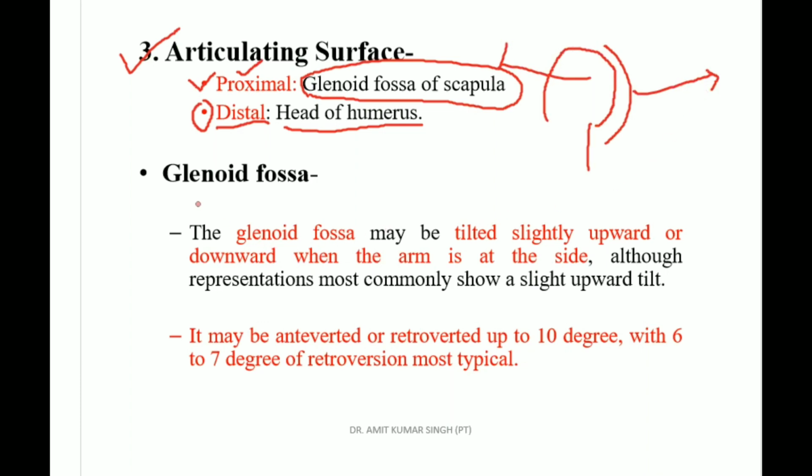So the head of humerus is present on the distal side and the glenoid fossa of the scapula is present on the proximal side. Next, let us discuss some of the facts of the glenoid fossa. It is considered that the glenoid fossa is tilted slightly upward, you can say as orientation. What is the orientation of the glenoid fossa in our body when it is considered regarding the shoulder joint? It is slightly upward and it may be anteverted or retroverted with a degree of 10 degrees and 6 to 7 degrees respectively.